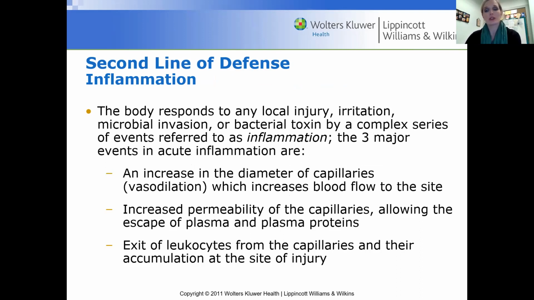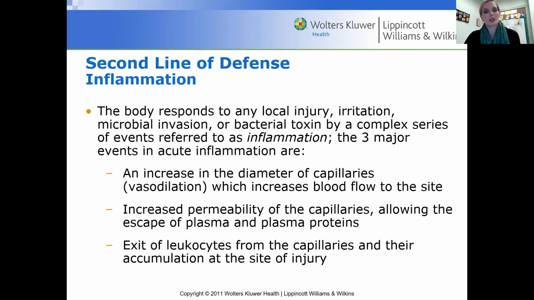So when I say a local injury, say a cut on our skin, sometimes it swells up a little bit and we see that, or an irritation like a rash of some sort. Or again, we just have an infection, so a microbial invasion or a bacterial toxin. What happens is we see that swelling and that redness, and that's what we're typically seeing. We'll talk about symptoms in just a second.